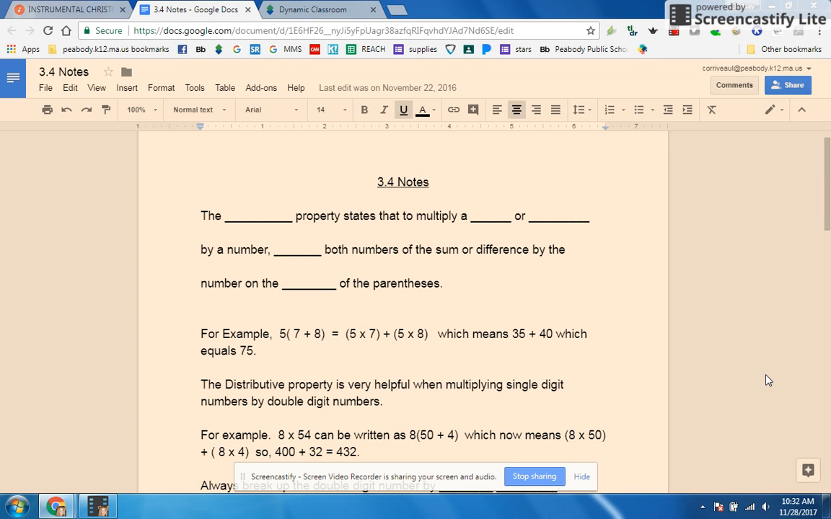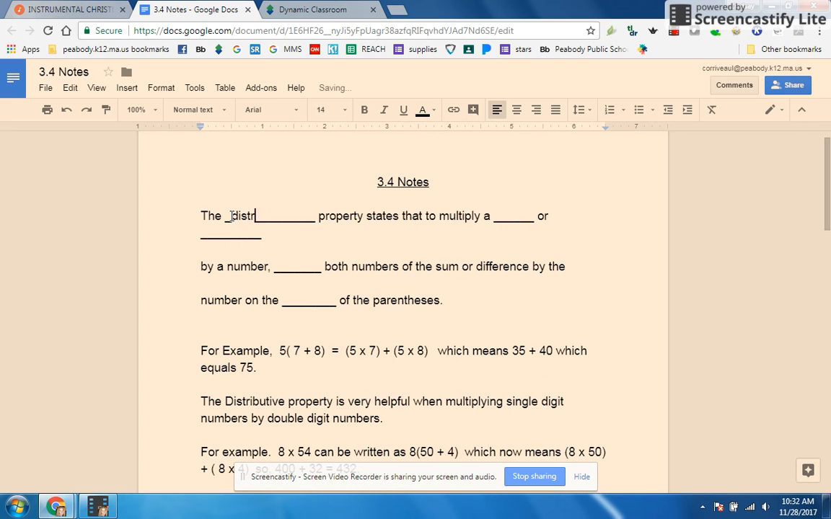So I decided to save the best property for last. This is my favorite one because when you master this property, you can actually multiply huge numbers together in your head very quickly. This is called the distributive property. Make sure you have your notes out and that you are writing this with me.